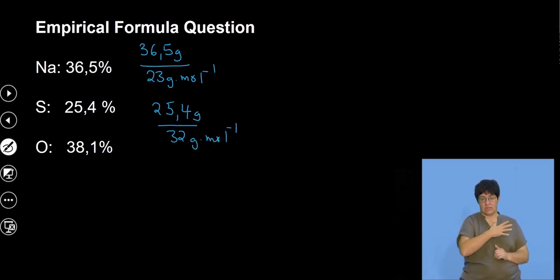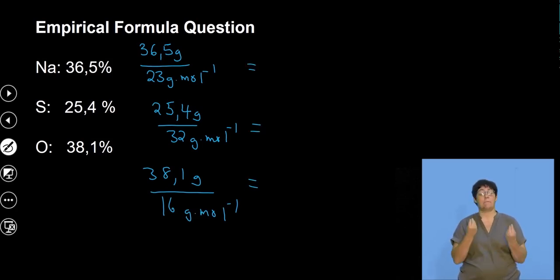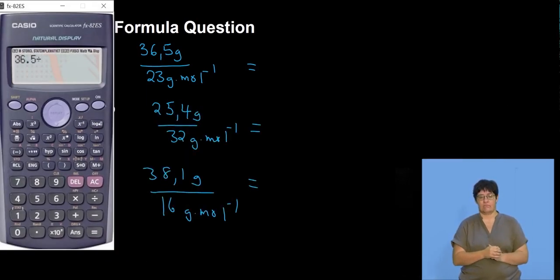And then for oxygen, we've got 38.1 grams for every 100 gram sample divided by the molar mass of oxygen, which is 16 grams per mole, right? So what we get in each of these calculations is actually the mole in terms of each element. So if we go to our calculator, we will get 36.5 divided by 23.